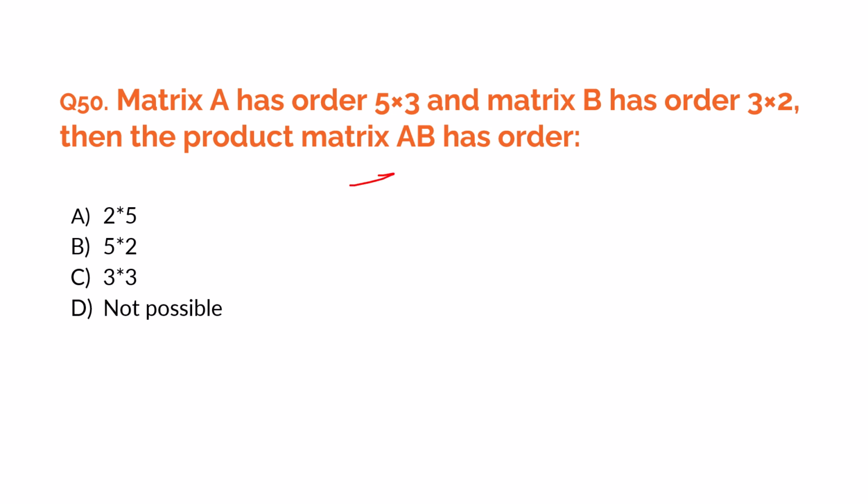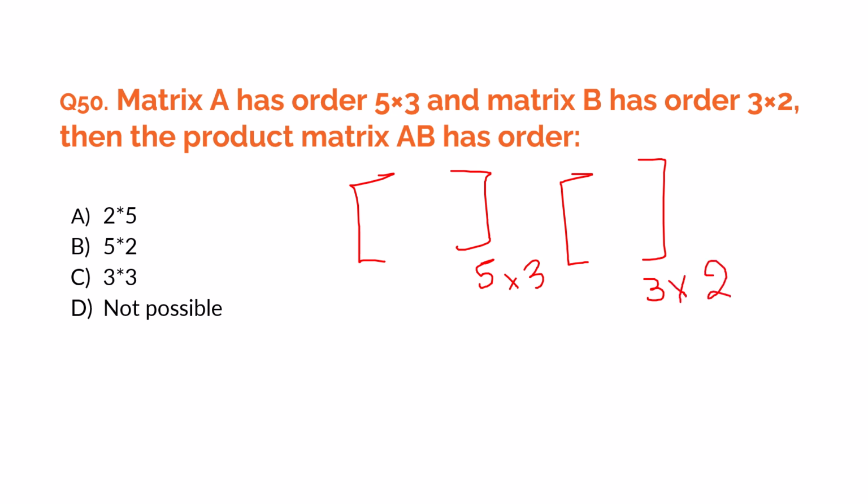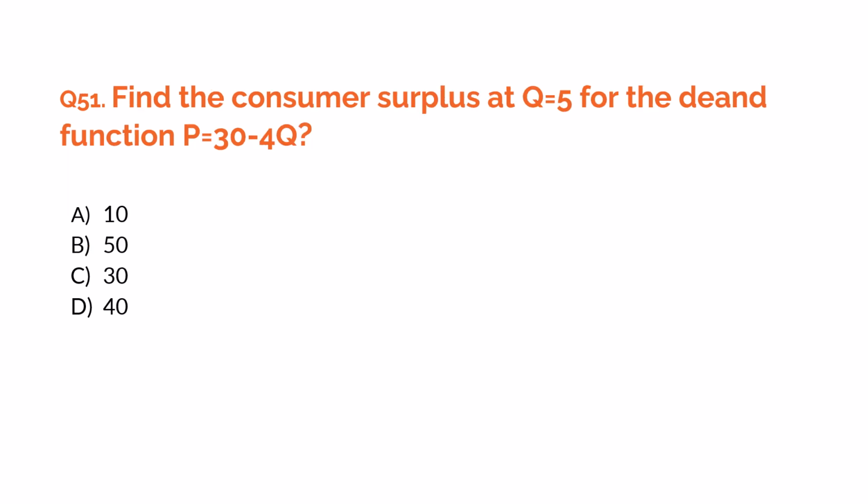We have a matrix A which has the order 5 cross 3, and we have a matrix B which has an order 3 cross 2. We have to form a matrix AB and we have to know its order. So the order is 5 cross 2. The matrix AB has the order 5 cross 2. Now move on to the next question.